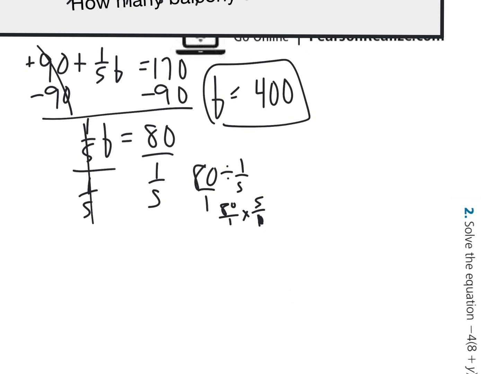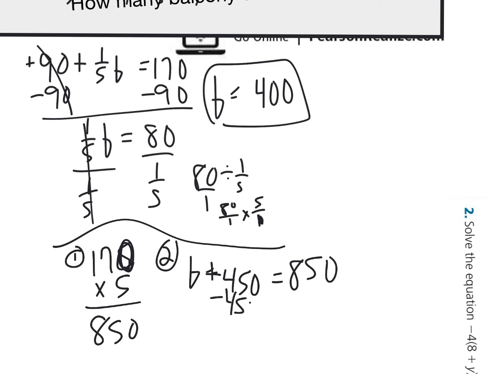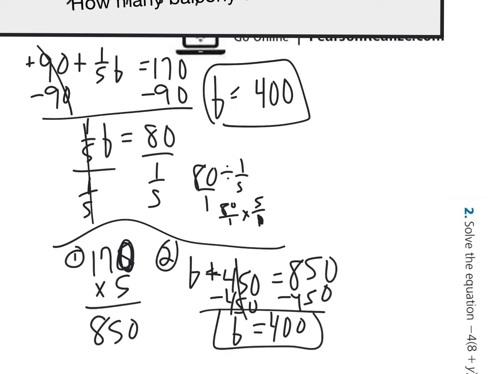A different approach you could do on that one, you could say that if 170 is 1/5 of the seats, if you took that times 5, that would be your total seats. So you could say there's 850 total seats, and it's the balcony seats plus the 450 lower level seats equals 850. And then you could subtract 450 and you'd get 400. If that makes sense to you, that might be a little bit simpler way of doing it, but either way is fine.